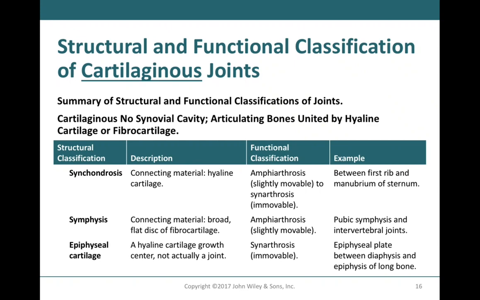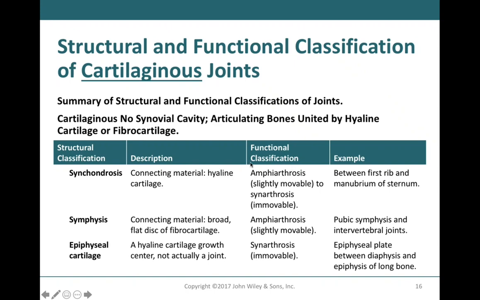So merging our structural and functional classification of cartilaginous joints can be seen on this slide. Again, with cartilaginous joints, the first question you want to ask is which type of cartilage we are looking at. Are we looking at a synchondrosis or a symphysis? Is this going to be hyaline cartilage or fibrocartilage? Synchondroses will always have hyaline cartilage.